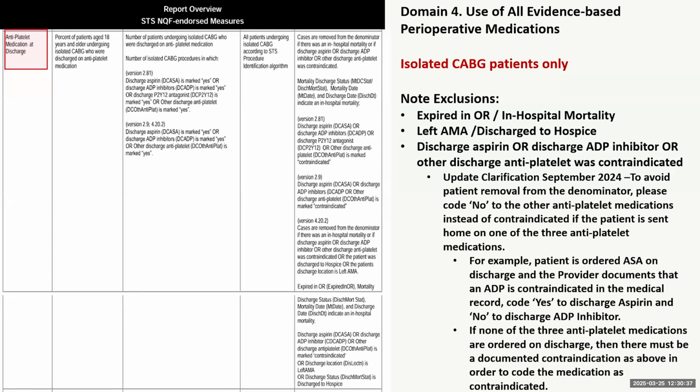If none of the three antiplatelet medications are ordered on discharge, then there must be a documented contraindication as above in order to code the medication as contraindicated. So basically, the bottom line here is your isolated CAB needs to go home on an aspirin or an ADP or some other kind of antiplatelet, or have a contraindication documented to one of those.